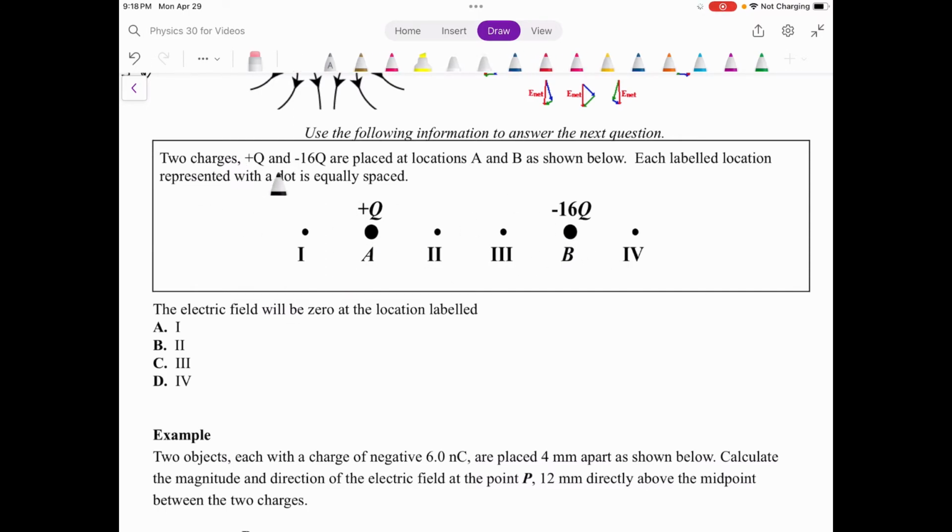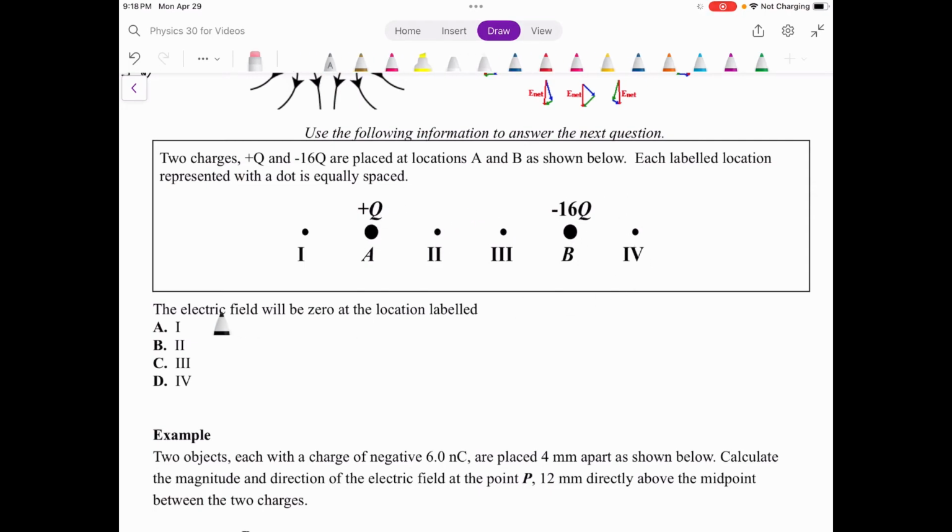So two charges, positive Q, and then negative 16Q. So it's just saying if Q is the amount of charge, this has 16 times more charge than this, but it's negative while this is positive, okay? Each labeled location represented with a dot is equally spaced. Okay, so it's saying this is just as far from this as this is from this, etc.